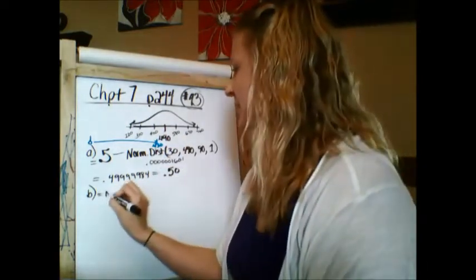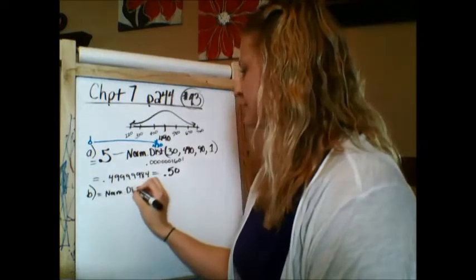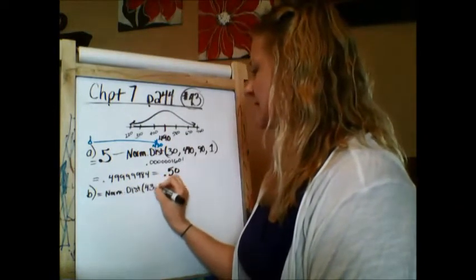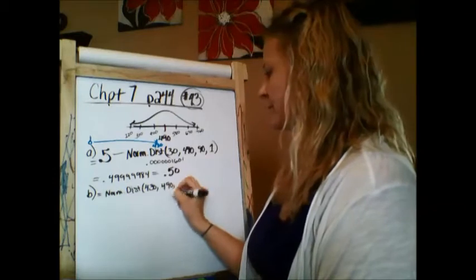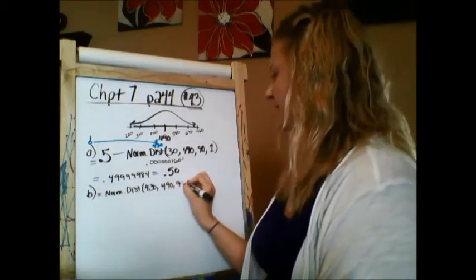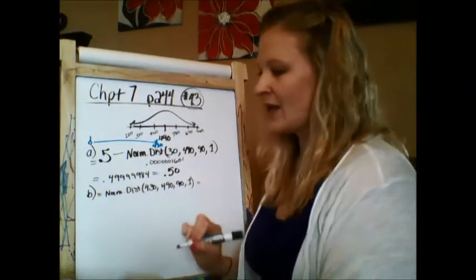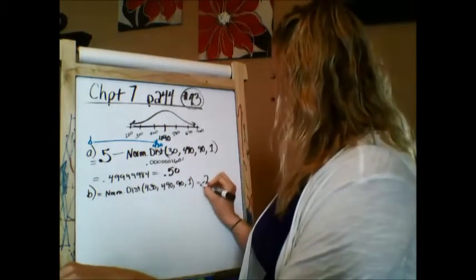So I'm simply going to put in my normal command, and I'm going to tell Excel, hey, add up to 430 for me, when I have a mean of 490 and a standard deviation of 90. And that's going to give me about 25%.